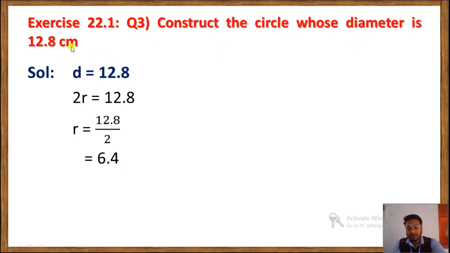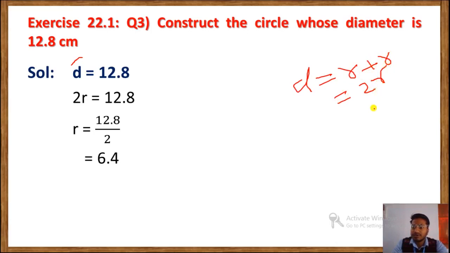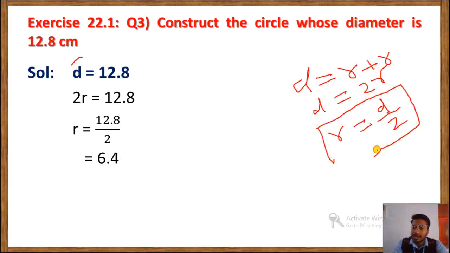And you know very well, for construction of a circle we need the radius, but we have the diameter. You know very well that diameter equals r plus r, that means radius plus radius, or we can write 2 into radius. So from here we can find the formula to find radius: radius equals diameter divided by 2. The coefficient of r here is 2, so we divide by 2. This is the formula to find radius when we have the diameter.